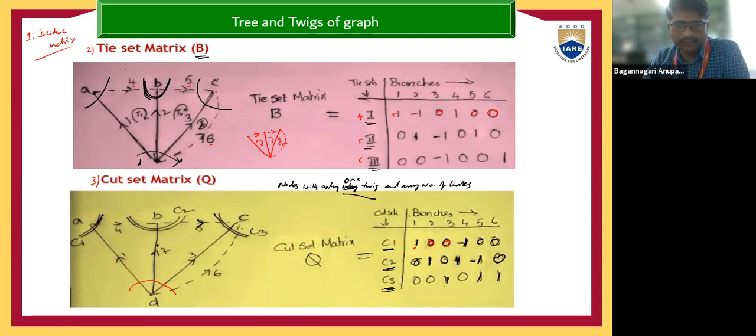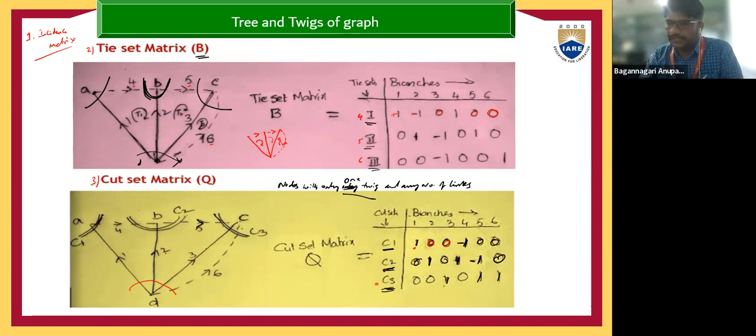Similarly, take Cutset 2. What are the branches involved? 2, 4, and 5. So 2, 4, and 5 are given values of 1, and 1, 3, and 6 are given values of 0 because they are not connected to node B. Based on the directions, we know that 2 and 4 are towards B, so we gave them positive, and 5 is away from the Cutset, so I gave it -1. Similarly, Cutset 3 is also given. This is what we were discussing in the last class, right?